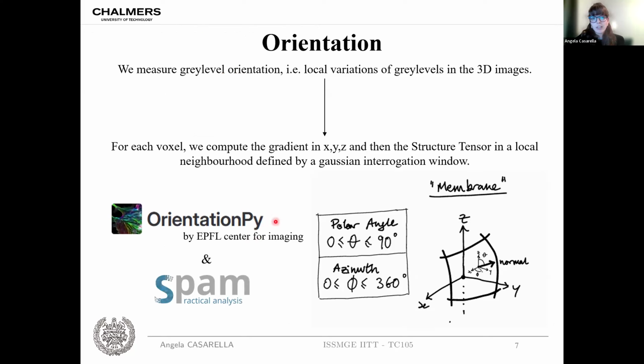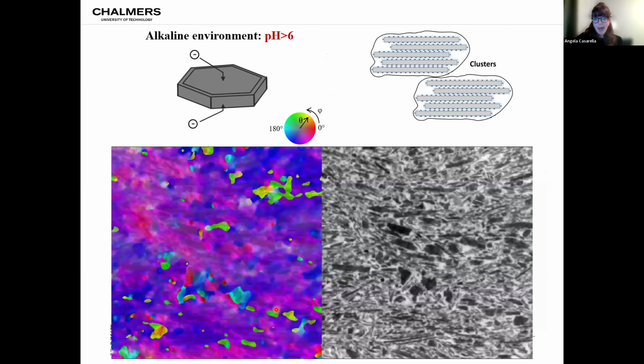And in order to determine two angles, the polar angle and the azimuth angle, which describe, in our case, each voxel with respect to a Gaussian interrogation window around it. So for each voxel we determine two angles and track down a map of the orientation of each voxel in the image. And what we can see in alkaline environment is that the color map shows how all the particles are very much oriented along more or less the same direction, the same combination of theta and phi. And so, we can even quantify the preferential orientation of our fabric.